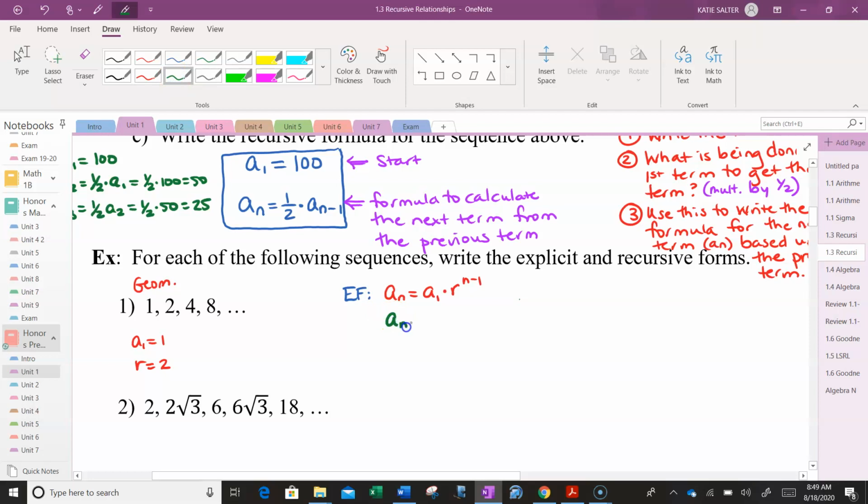So we have a sub n is equal to 1 times 2 to the n minus 1. Sometimes you will see that cleaned up and it'll just say a sub n is equal to 2 raised to the n minus 1.